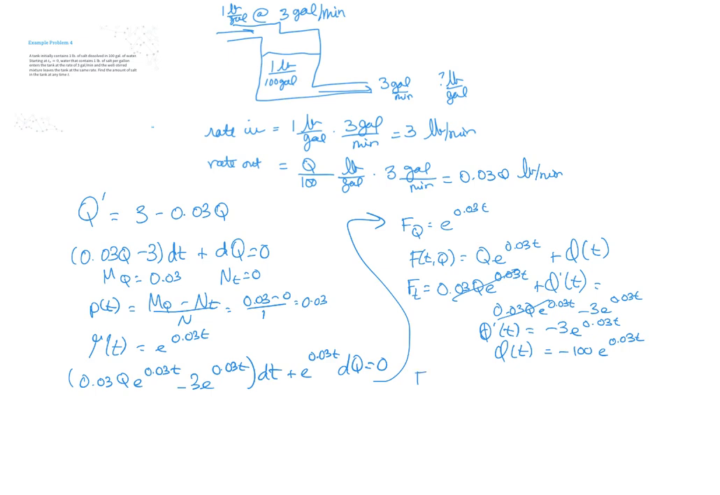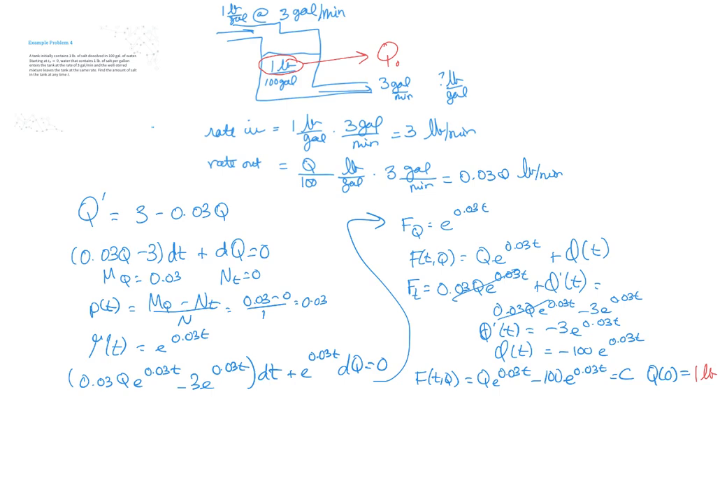Now that we know that f of t, q is q e to the 0.03t minus 100 e to the 0.03t, and we know it's equal to a constant, we can look at our initial condition, which said, how much salt did I start with? I started with 1 pound, right? That comes from right here, this 1 pound. In fact, let me put it in a different color. This right here, that's my Q naught, or my Q of 0. That's my 1 pound.